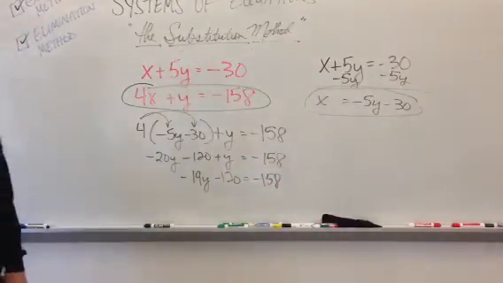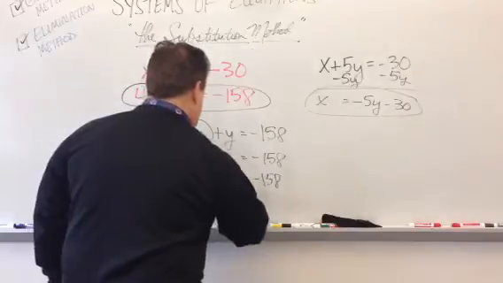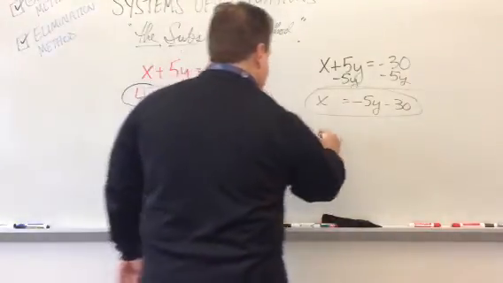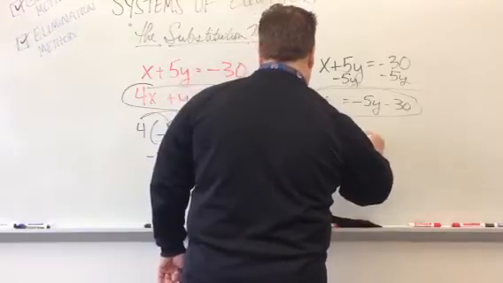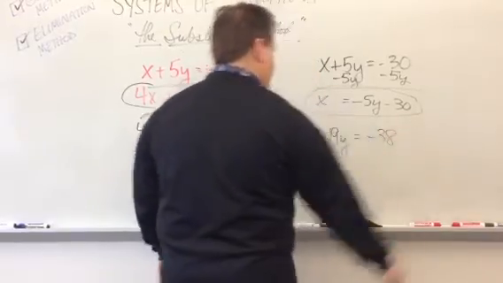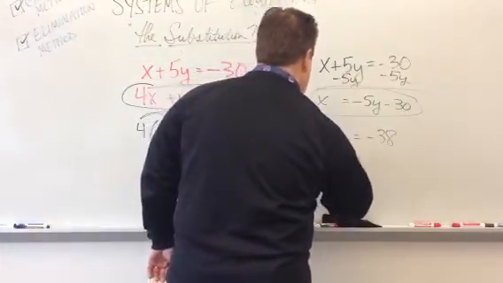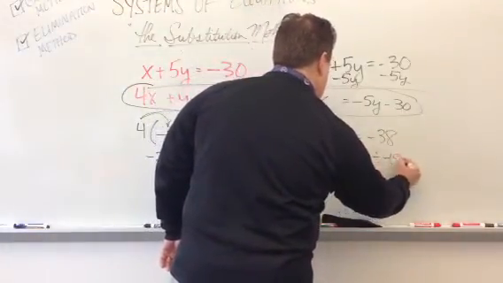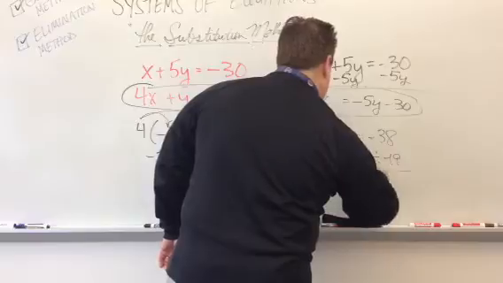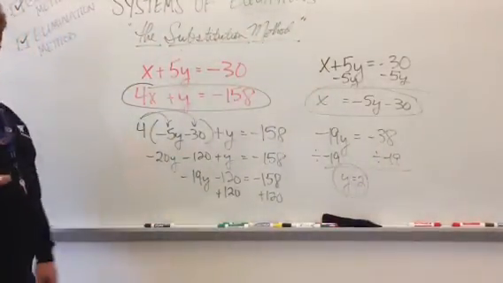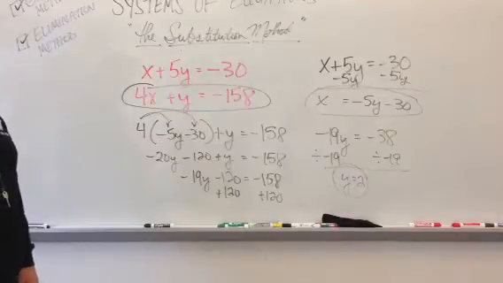Let's add 120 to both sides. Great idea. Negative 30. I'll slide over here. So now we have negative 19y equals negative 38. We're going to divide both sides by negative 19. And you get y equals 2. We're not done. We're not done.